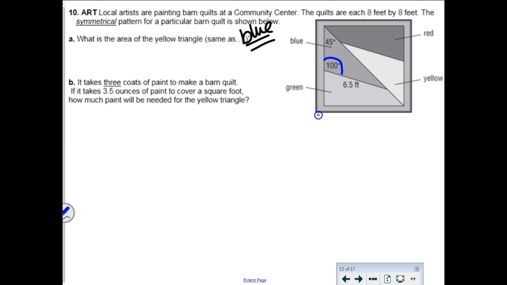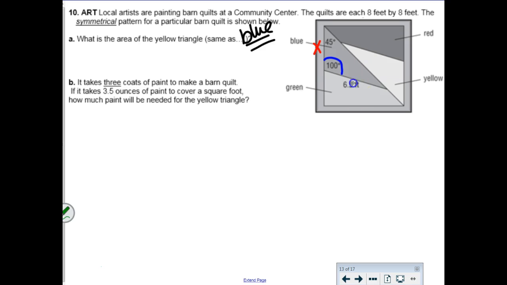Angle, angle, side. So this is one of those two-part questions where you're not ready to use the area formula. You're going to have to use law of sines first. If I knew this side right here, I would be in business. I think I can figure it out.